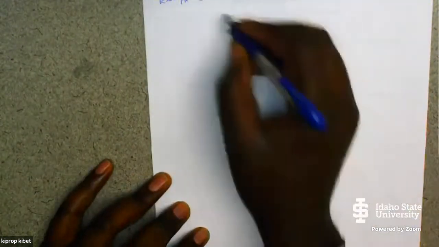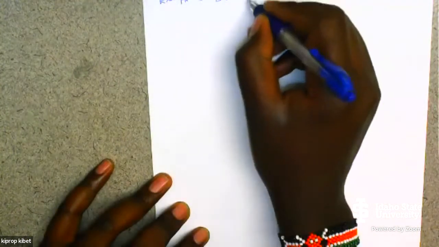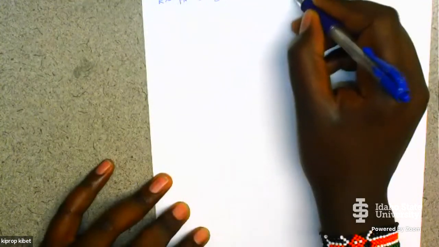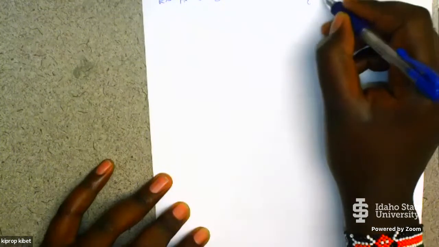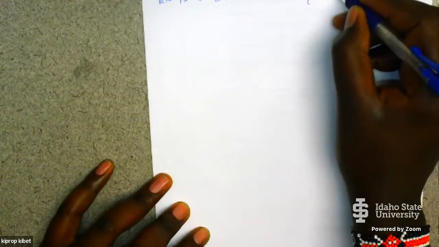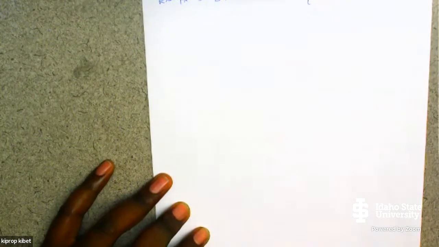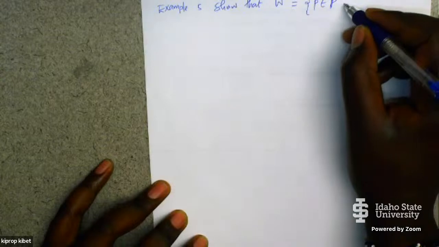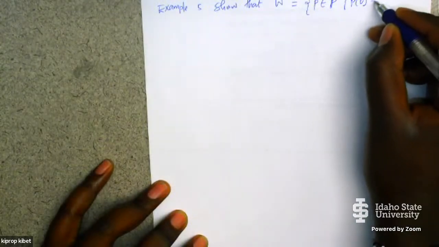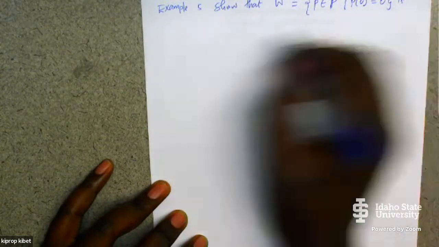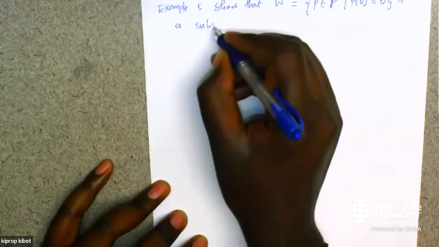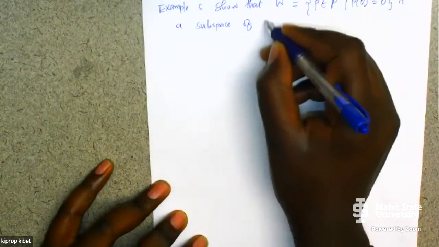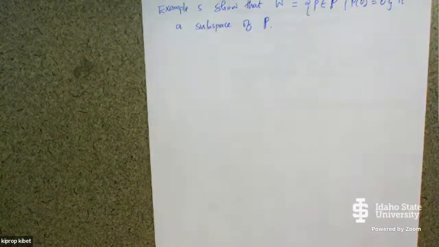Example number 5. Show that W equals P, which is an element of the polynomials with real coefficients, and this is a small p, such that P of 0 equals 0, is a subspace of P. Show that this W is in P.